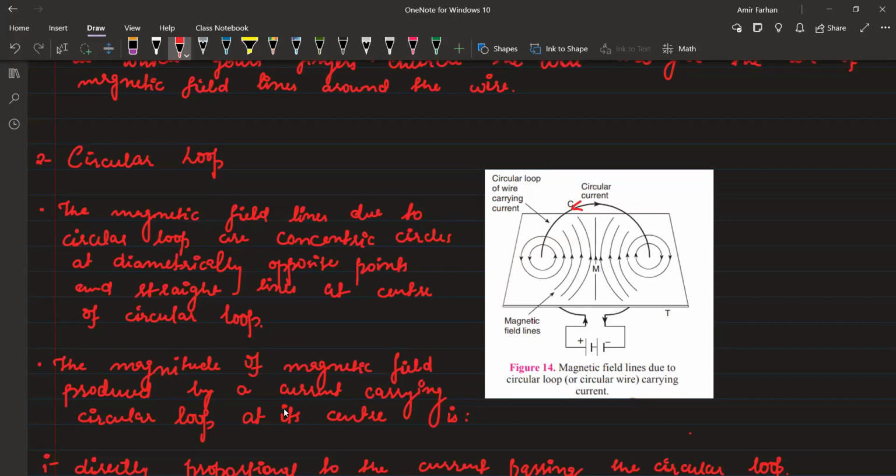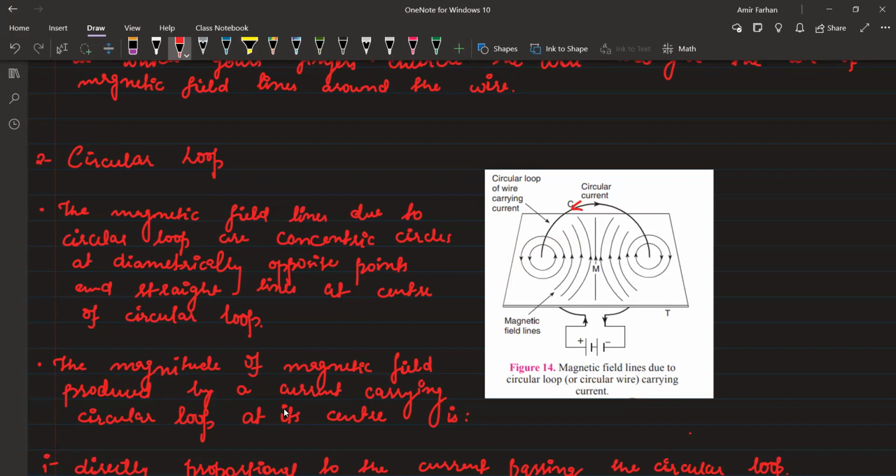The curling of the fingers will denote the direction of the magnetic field, but in a circular loop your thumb will denote the magnetic field. The rule is the same, only the quantities are interchanged.